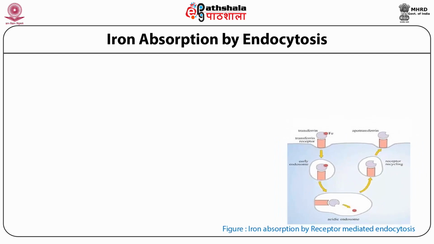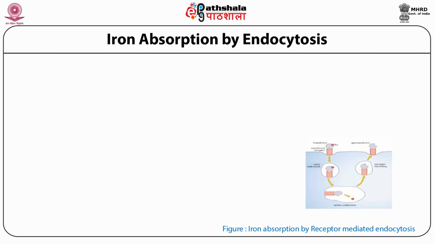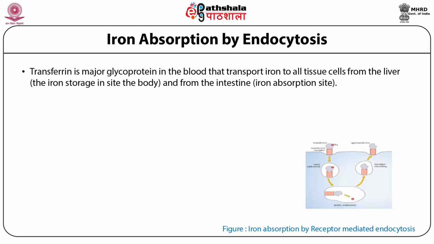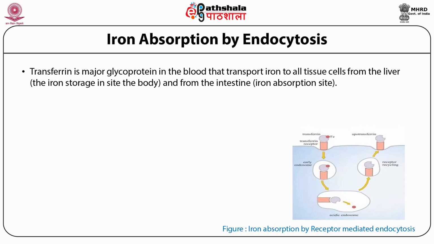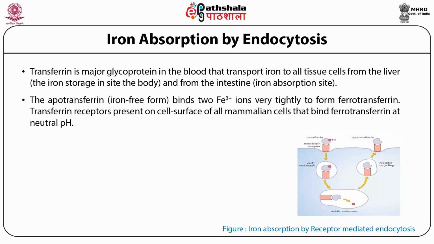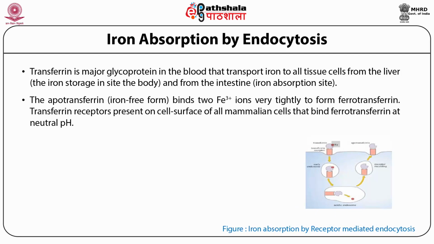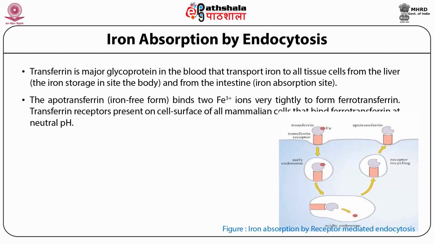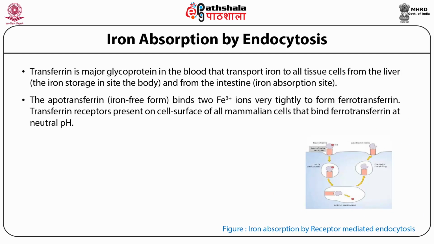Now, iron is also absorbed by the process of endocytosis. For that, we require a protein that we call transferrin. Transferrin is a major glycoprotein in the blood that transports iron to all tissue cells from the liver and from the intestine. The apotransferrin, which is the iron-free form, binds two ferric ions very tightly to form ferrotransferrin. Transferrin receptors present on the cell surface of all mammalian cells bind ferrotransferrin at neutral pH.